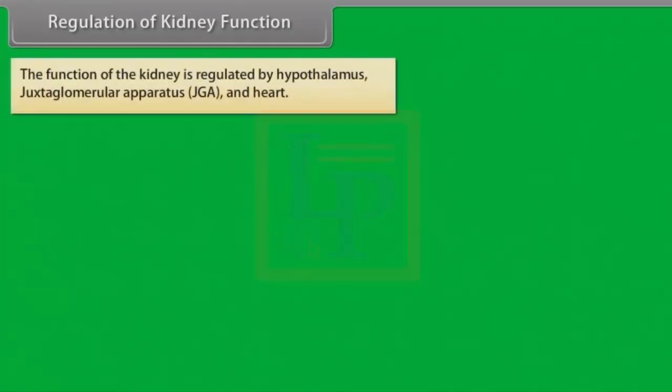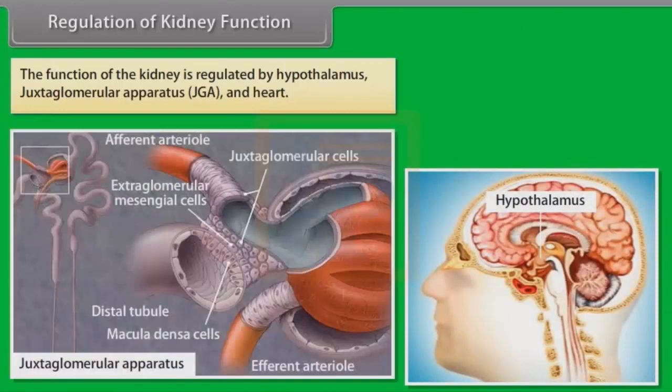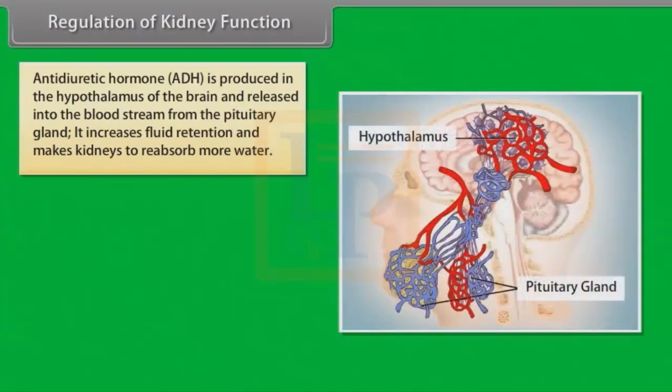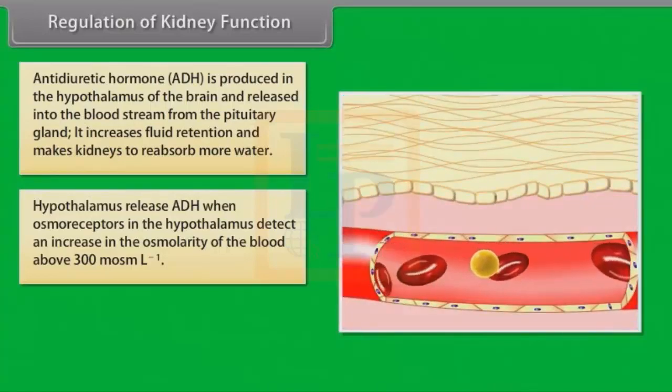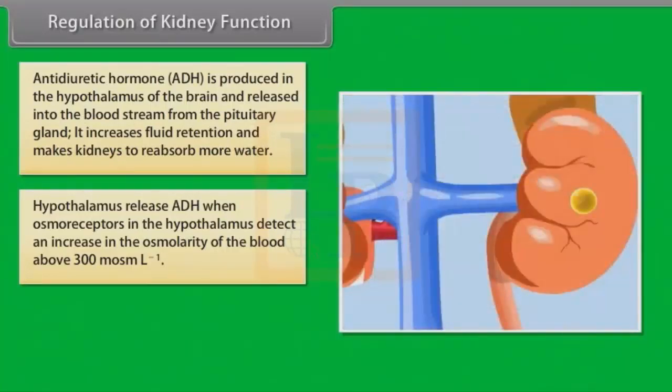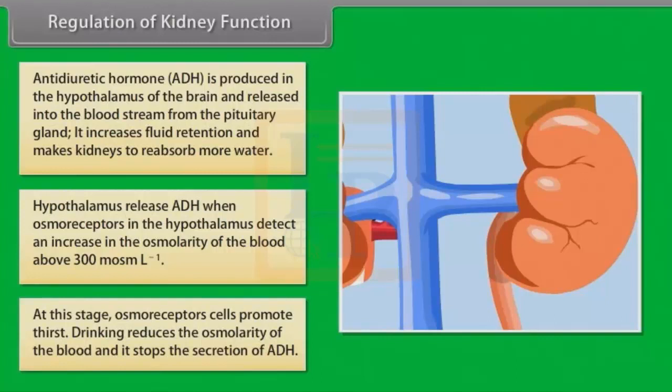Regulation of kidney function. The function of the kidney is regulated by the hypothalamus, juxtaglomerular apparatus and heart. Antidiuretic hormone is produced in the hypothalamus of the brain and released into the bloodstream from the pituitary gland. It increases fluid retention and makes kidneys reabsorb more water. The hypothalamus releases ADH when osmoreceptors in the hypothalamus detect an increase in the osmolarity of the blood above 300 milliosmoles per liter. At this stage, osmoreceptor cells promote thirst. Drinking reduces the osmolarity of the blood and it stops the secretion of ADH.